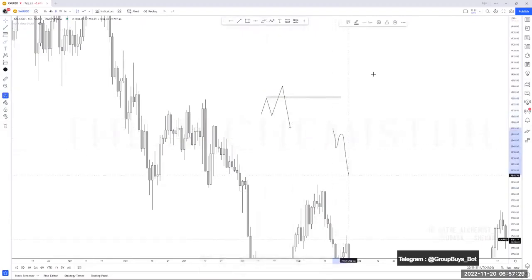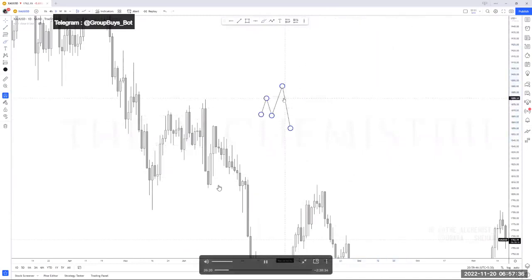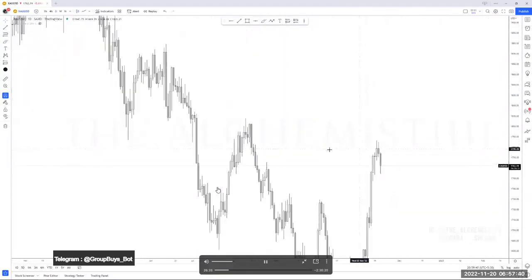So same thing. These areas could be used as our zones of interest. You get that, right? Very simple, because a lot of smart money traders use it already. That's why I pointed it out. So that's that.